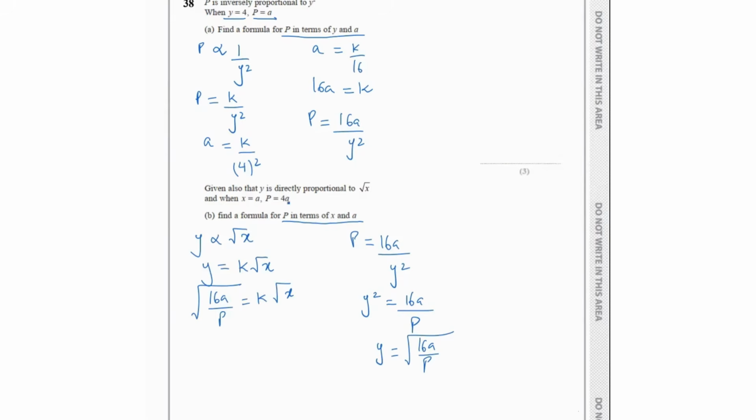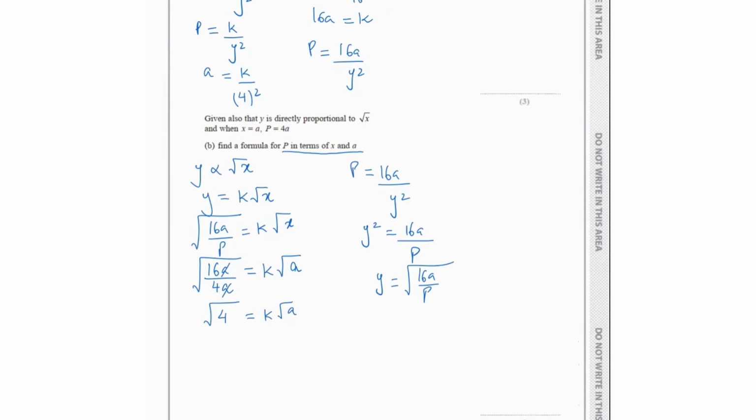Now we have a, we have p, we can use that to find the value of this k now. So 16a over 4a equals k times root of a. So that is 4. Let's cancel out 16 by the 4 is 4. And this is 2 over root a. That's your value of k. So y is 2 over root a times x.